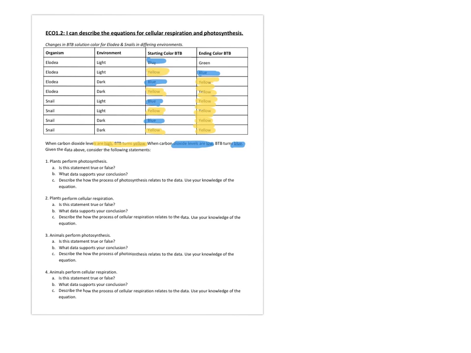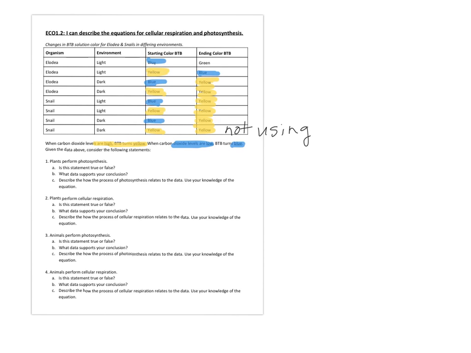All right, so we're going to take these one at a time and look at what's going on with the carbon dioxide based on the change. Are we using or releasing carbon dioxide? So let's start at the bottom. The first one, the snail in the dark, started yellow, ended yellow. We don't know that it's releasing, but for sure it's not using.